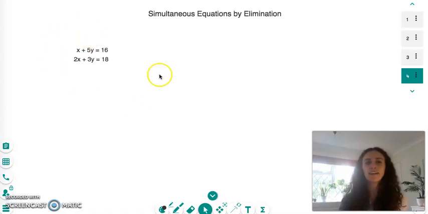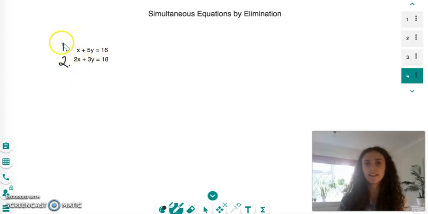I've got an example here on the left of a pair of simultaneous equations. We can see that in each equation we've got an x and a y, and we don't know what they are, there's two unknowns. If we consider this first equation, I'm just going to label it equation 1 to make talking about it a bit easier. And let's label the second equation as equation 2.